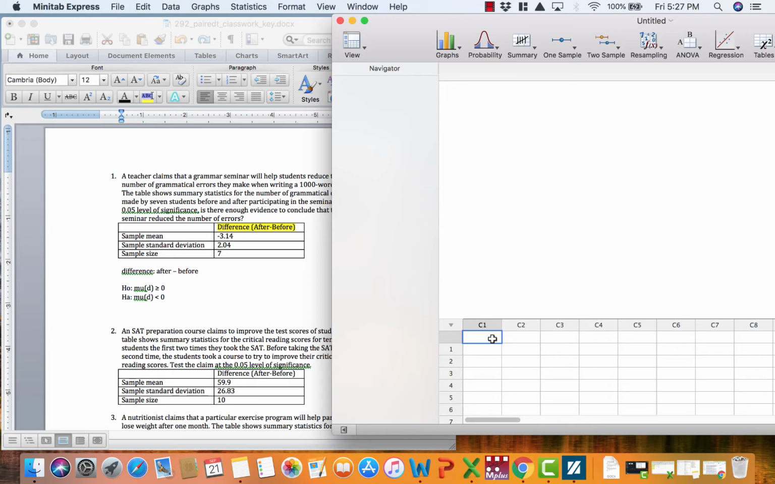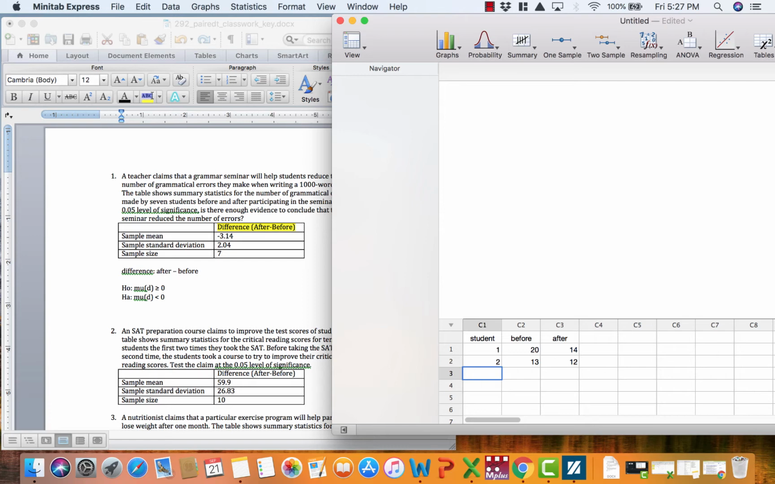We would have a student, a before, and an after column. So student 1 had maybe 20 grammatical errors before the seminar and 14 errors after the seminar. Student 2 had 13 errors before and 12 errors after, and so forth. We would just keep going down for each student, a before and after count on grammatical errors.